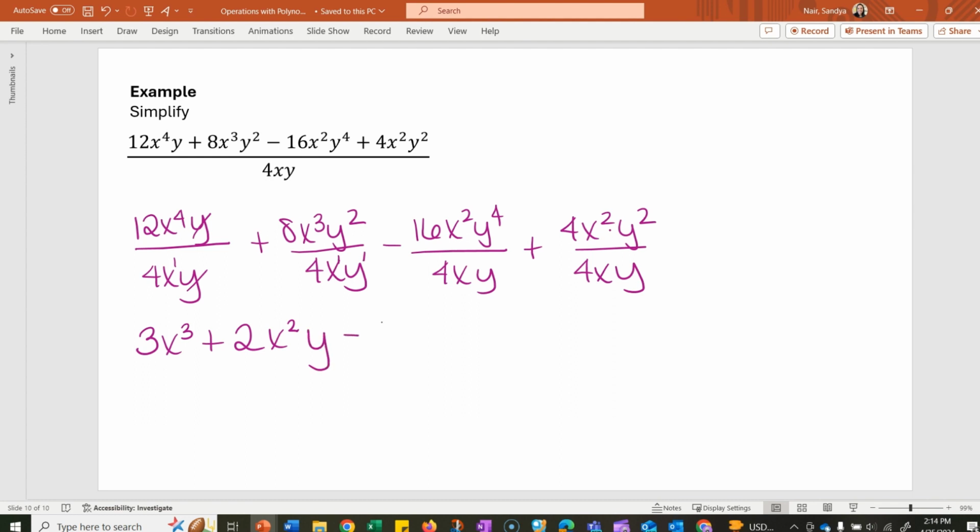Minus 16 divided by 4 is 4. X to the 2 over x to the 1, I subtract the exponent, so I have x to the 1, which is just x. Y to the 4th over y to the 1, I subtract the exponent, so I have y cubed. And then I have plus 4 over 4 cancels. X squared over x to the 1, I subtract the exponents, and I just have x. Y squared over y to the 1, once again, subtract the exponents, and I have y. If I look at my final answer, I don't have any like terms that I can combine, so I'm just going to go ahead and leave this as it is.